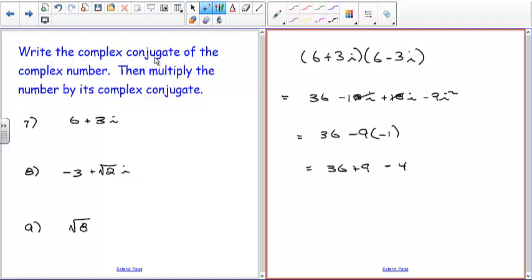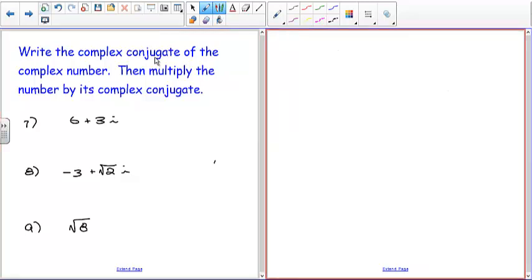So that's 45. That's the neat thing about complex conjugates, that you get a real number out of the whole thing. And it turns out that complex zeros are always complex conjugates of each other, and they always come in pairs. So if I know one, I know the other. Okay, so here we go. Negative 3 plus the square root of 2i. Its complex conjugate is negative 3 minus the square root of 2i.